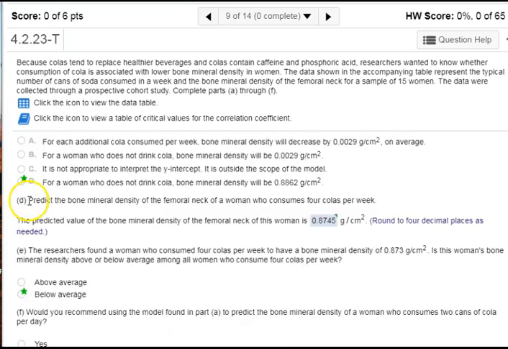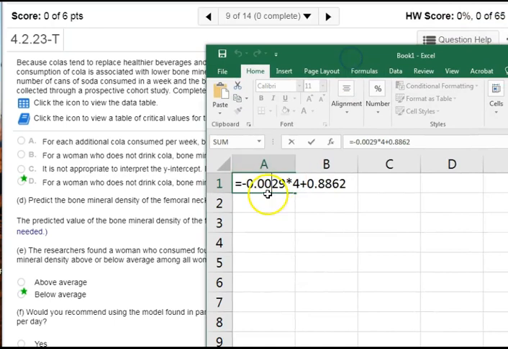In part D, we want to predict the bone mineral density for someone who consumes 4 colas a week. And so the least squares regression line is what we use to make predictions. So just plug in a 4, because we're looking at 4 colas per week. So 4 is our x value we're plugging in. So plug that in and do the computation, and it gets back what the predicted y value is, the predicted bone mineral density for someone who drinks 4 colas a week.